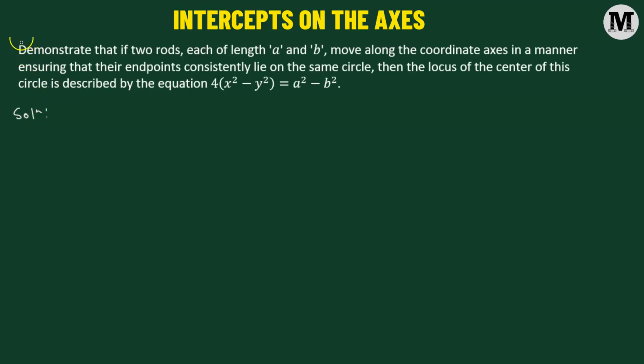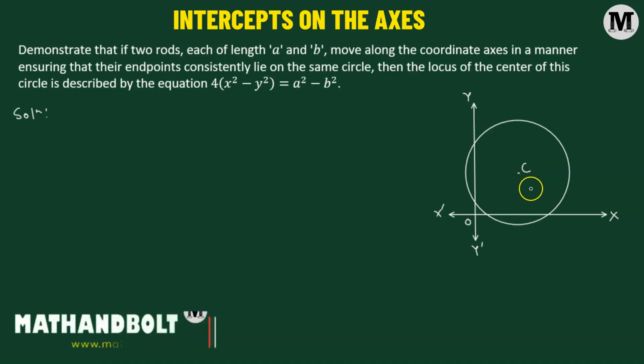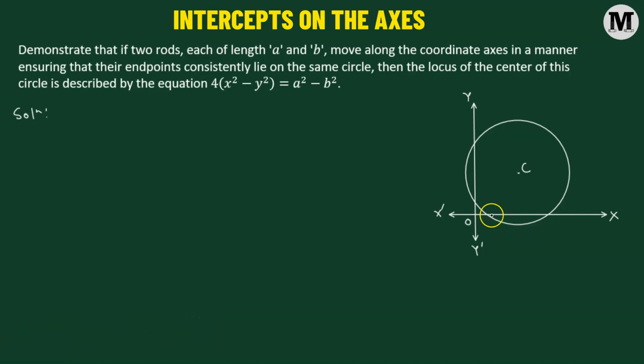For this, we're going to consider the coordinate axes and a circle which has both x and y intercepts. So here we have a circle. Let's say the circle has the center at C. Now the circle has both the x-intercept and the y-intercept, and the way they are chosen is very special here. Let's say the circle intersects the x-axis at 2 points. We're going to name them point A and point B. Here the length AB is going to be a rod which has a length of A units.